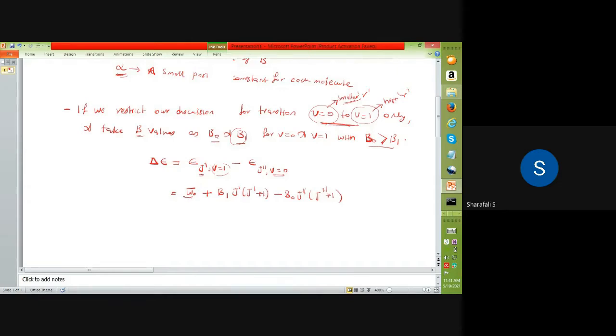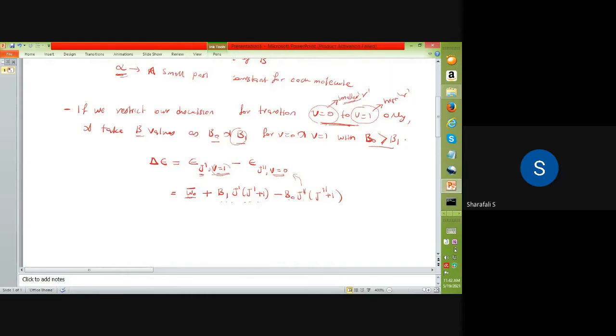Omega 0 bar is the vibrational band, the central band, that is associated with omega e bar into (1 minus 2 xe). So this is the total vibrational energy, the difference in the vibrational energy. And this one is the rotational energy associated with the first excited state, that is V equal to 1 state, that is B1 into J' into (J' plus 1), and B0 into J'' into (J'' plus 1) is the rotational energy associated with this V equal to 0.